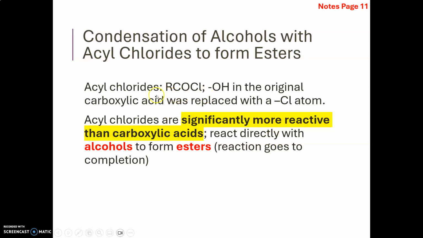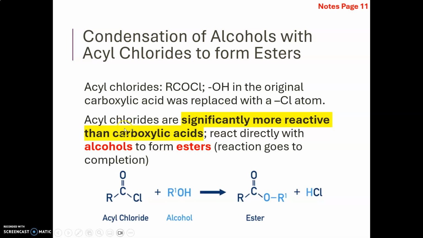So acyl chlorides have a general structure of RCOCl. You can think of it as carboxylic acids where the OH group had been replaced with a Cl atom. And this replacement makes acyl chlorides much more reactive than carboxylic acids, and they will just react directly with alcohols to form esters. No equilibrium, the reaction will go to completion.